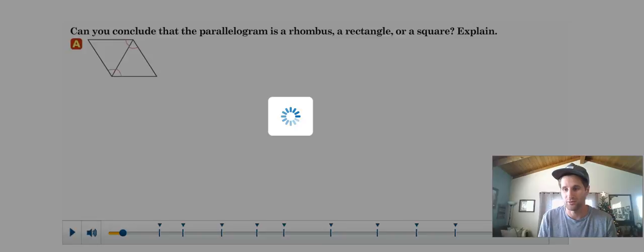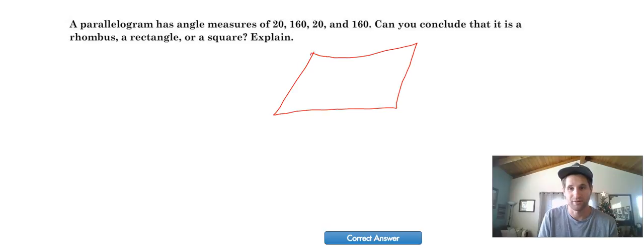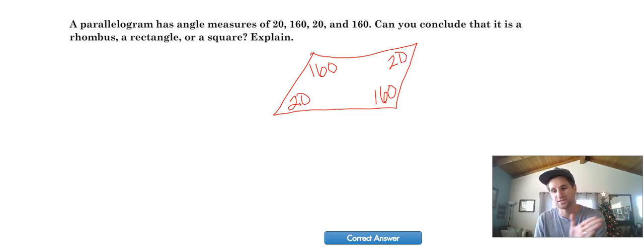Let's go ahead and do another example. Here we have a parallelogram with angle measures 20, 160, 20, and 160. So let's draw a parallelogram. Now we know it's a parallelogram, so these have to be opposite from one another. 20, 160, 20, 160. Here we see opposite angles are congruent, consecutive angles add to 180, and we know we have parallel sides. Can we conclude it's a rhombus?